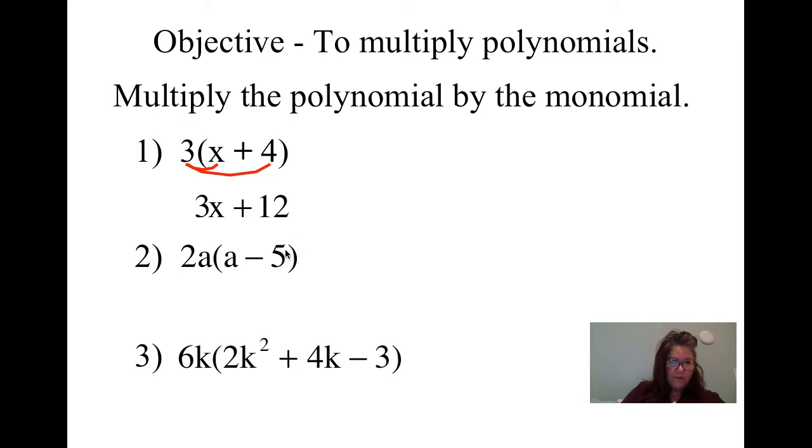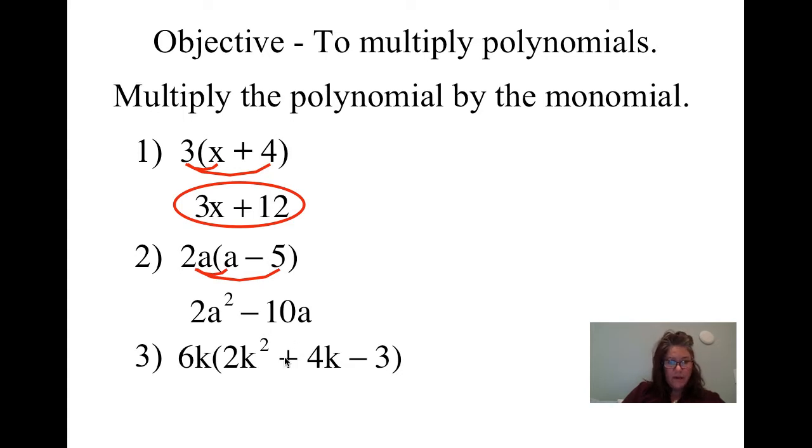So let's try number 2. 2a times a makes 2a squared. And 2a times negative 5 makes negative 10a. Now again, different terms because a squared and a to the first power don't have the same variable, so I cannot combine these terms. Alright, so now let's move on.